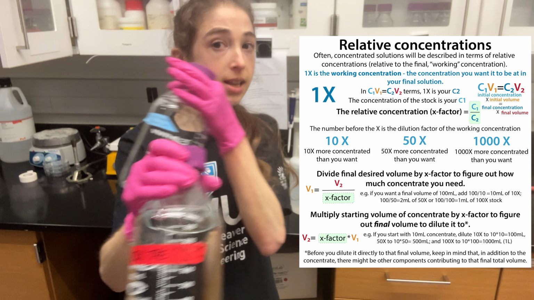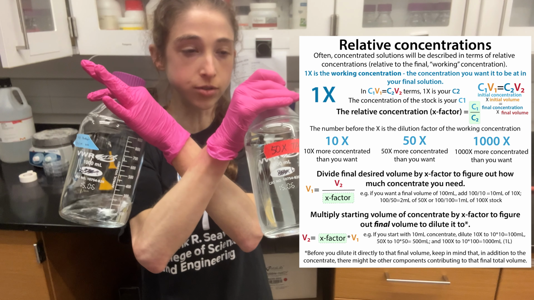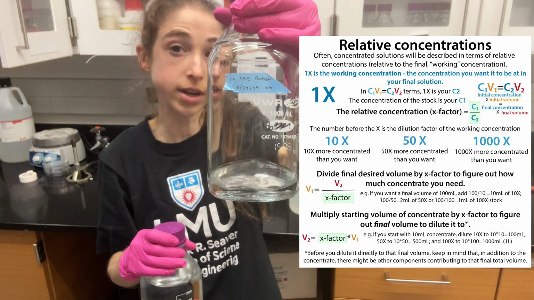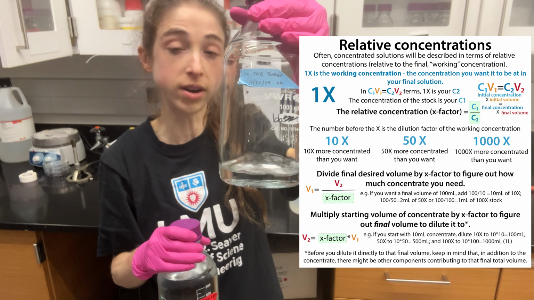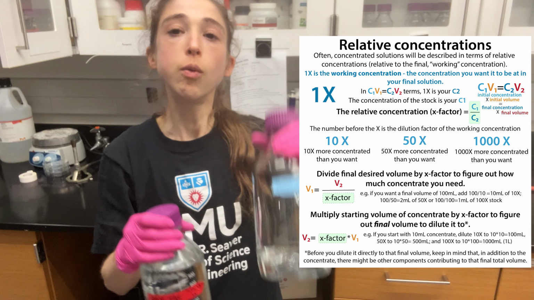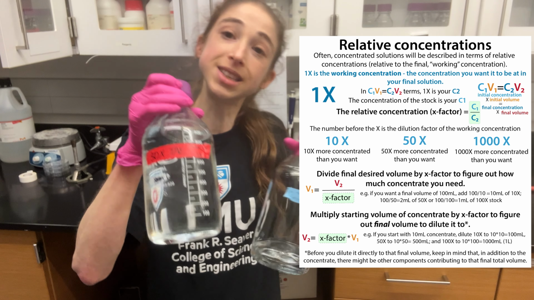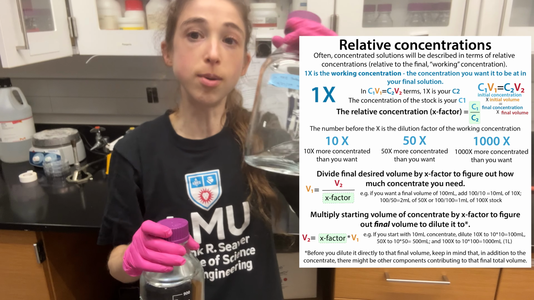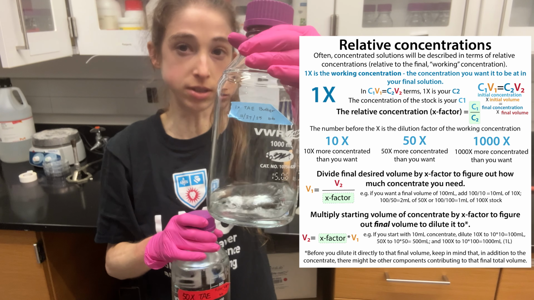When it comes to working in a lab, X marks the relative concentration. So a 50X buffer is 50 times more concentrated than you want to use it at, the 1X working concentration. Which means that you need 50 times less volume of the stock to make the volume of the working solution that you want to make.